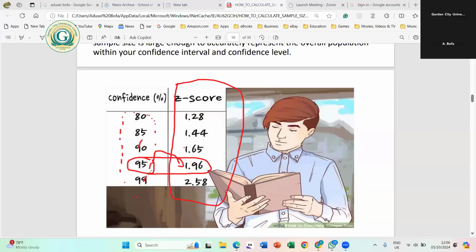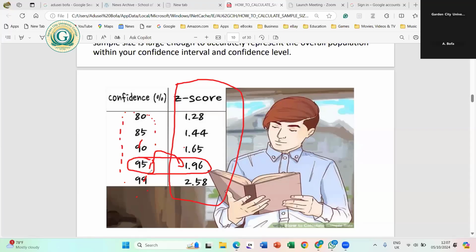And then as you work with these confidence levels, the more you can recall them. As I speak to you now, I can recall the 95 and the 99, but the 85 and 80, because I don't use them more often, I can't recall them unless I read from a table. And don't bother yourself so much.